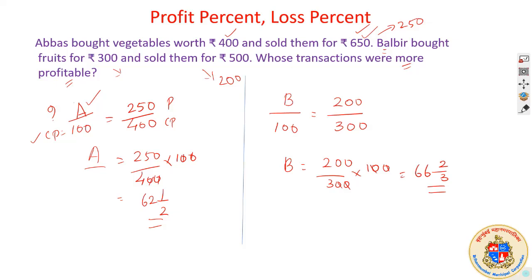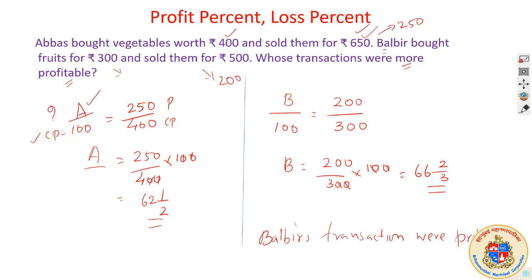at first look, Abbas is getting more money, but Abbas invested more money also. So always the percent of profit and percent of loss should be on cost price. How much you invested, depending on that is your profit and loss. So always remember, the formula or the equation will always be connected to the cost price. Here we are supposed to write Balbir's transactions were more profitable.